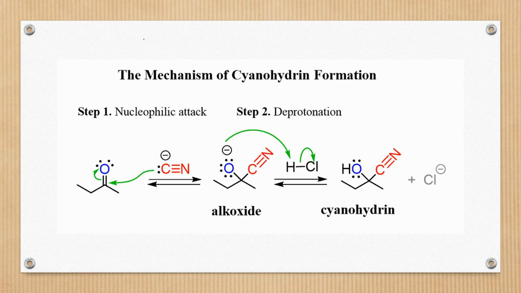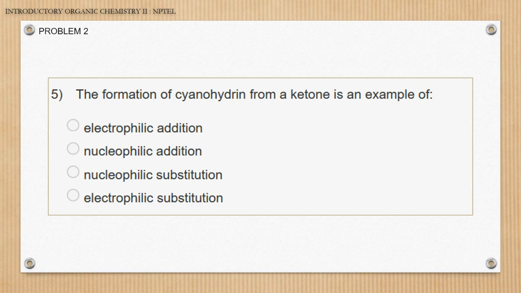So what is happening in the cyanohydrin formation? First of all, this nucleophile will attack this carbonyl carbon. Then this alkoxide will form. It will take the proton, and this cyanohydrin is getting formed. So here, what is changing? First of all, the nucleophile is adding, and here, rather than substitution, it is nucleophilic addition which is taking place, right? The electrophile is not taking part, so these two electrophilic options will be cancelled.